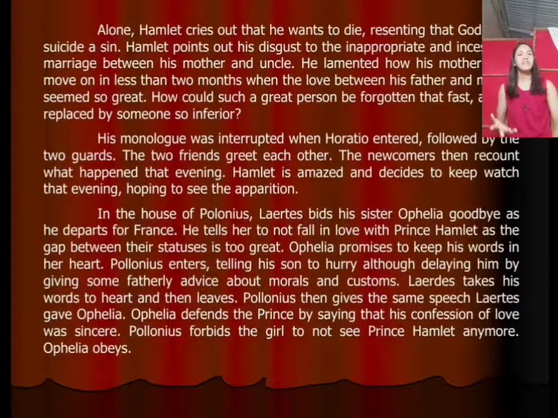Alone, Hamlet cries that he wants to die, resenting that God made suicide a sin. Hamlet points out his disgust to the inappropriate and incestuous marriage between his mother and uncle. He lamented how his mother could move on in less than 2 months when the love between his father and mother seemed so great. How could such a great person be forgotten and replaced by someone so inferior? His monologue was interrupted when Horatio entered, followed by the 2 guards.